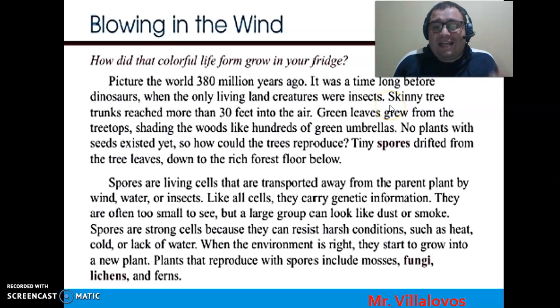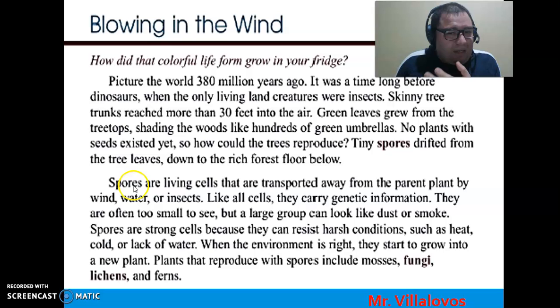Tiny spores, and this is the magic word. Spores. In this lesson, you have to make a glossary of words, a vocabulary of words with the definition in English. You're going to send me the picture of this vocabulary. Okay, tiny spores drift from the tree's leaves. This is the first word, spores. The tree slips down to the rich forest floor below. Spores. What does spores mean?